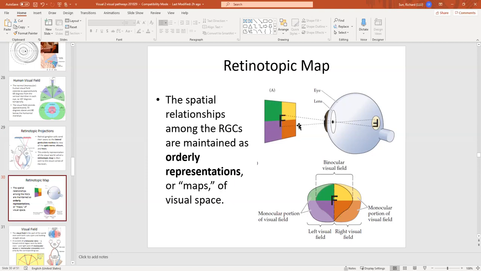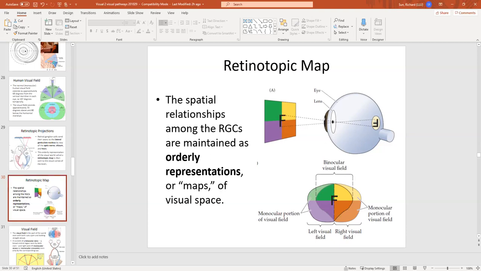The way it projects to the retina, things will become upside down, left side becomes right, right side becomes left. So that is the projection into the retina. Things become inversed, but it will preserve this orderly coordination. This is called retinotopic, a topical mapping into the retina, and this one shows you that this is mapping a central monocular visual field. So that's that.